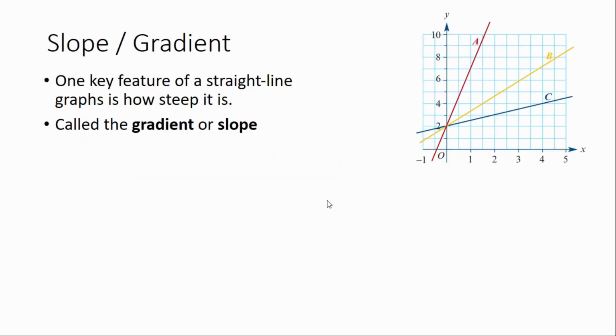Alright, so starting off with what a slope or gradient is. It's a key feature of a straight line graph, and it tells us how steep it is. Once again, it's called the gradient or the slope. These two words are used interchangeably, so they just mean the same thing. If you have a look at these three graphs, A, B, and C, we can see how they all have different slopes. A is the steepest, while C has the gentlest slope.